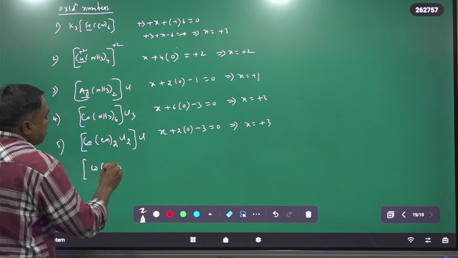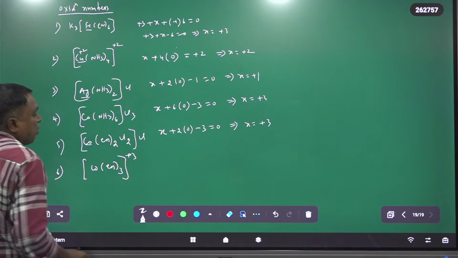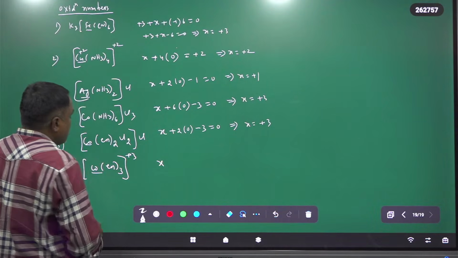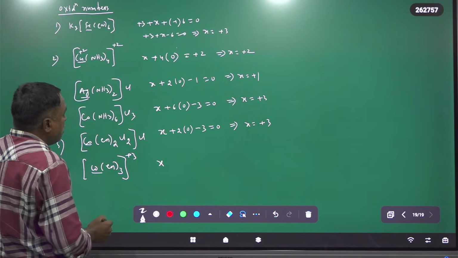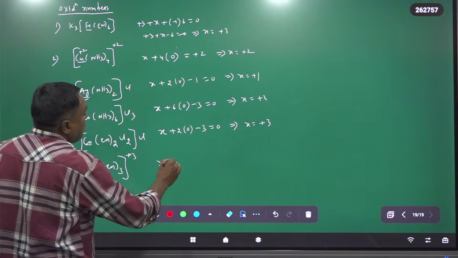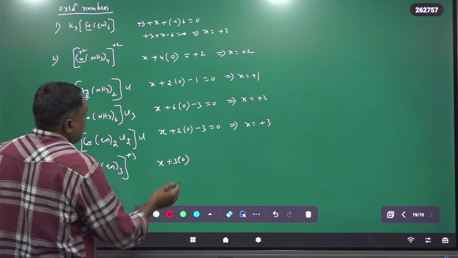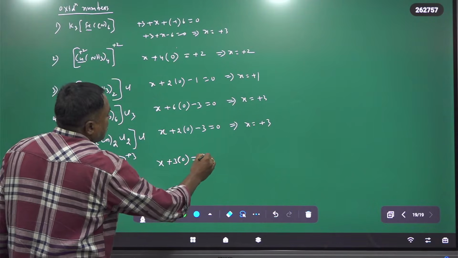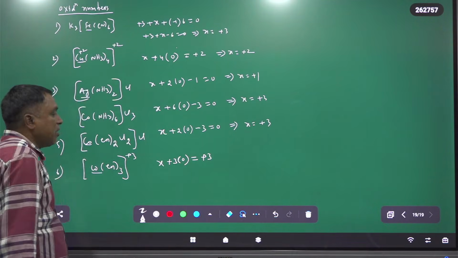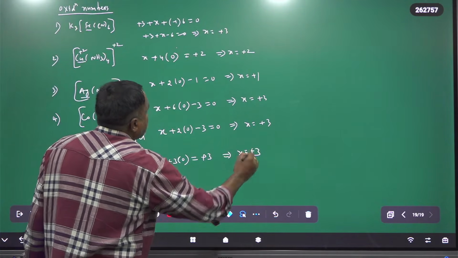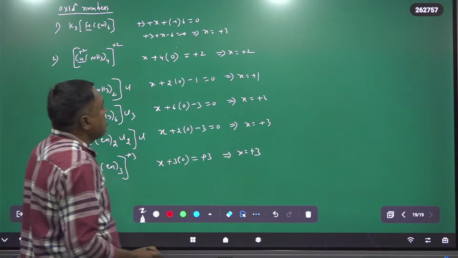Suppose [Co(en)3]3+. What is the oxidation number of this Co? Co is X. You consider this as X. En is a neutral ligand, so neutral ligands 3 into 0, 3 into 0 is 0. It is equal to the charge present over the complex, which is +3. Therefore X equals +3.